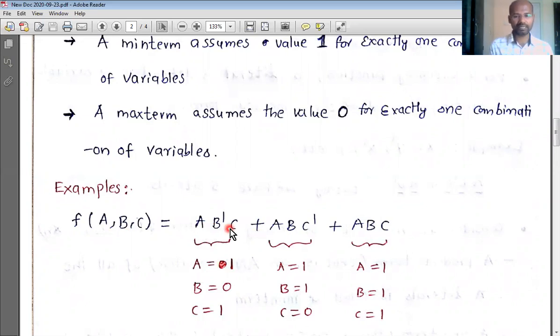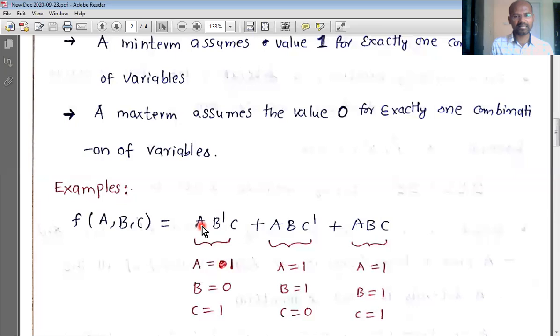It is a min term because it is a product term. This one is also a product term. Each of these terms in this expression is a product term, and each term has all the variables of the function. F is a function of 3 variables. It has all the literals: it has A, it has B, it has C.